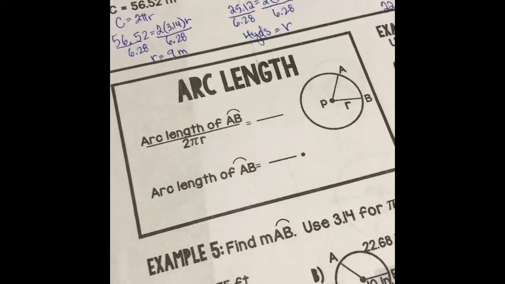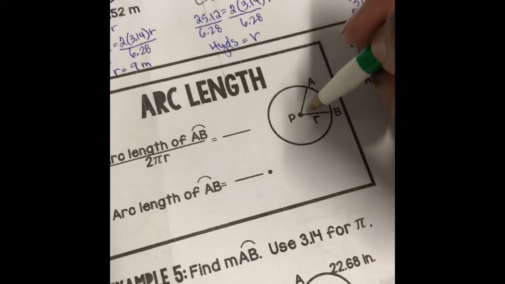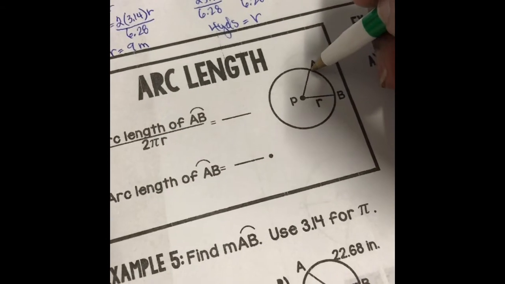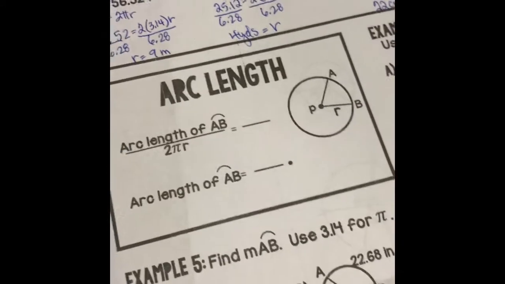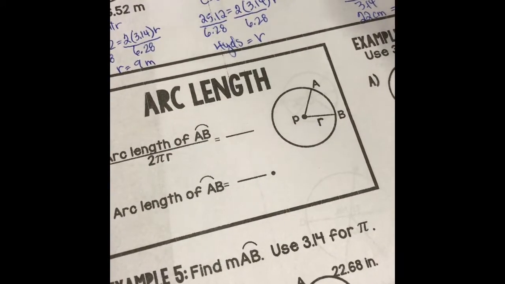Okay, in this video we're finding arc length. Arc length. Here is your circle, okay? And arc length is like the distance if I was walking around this circle from A to B, okay?